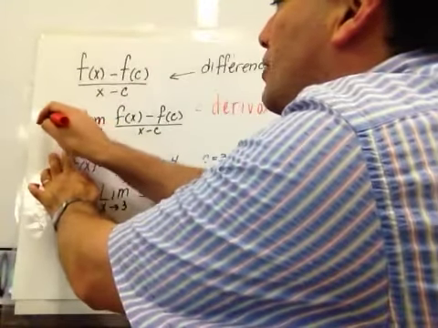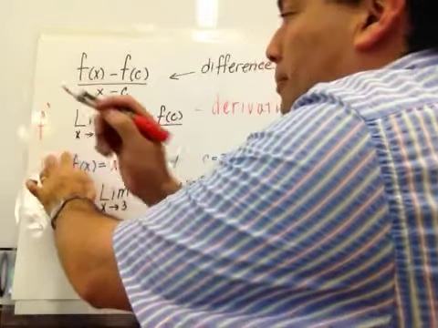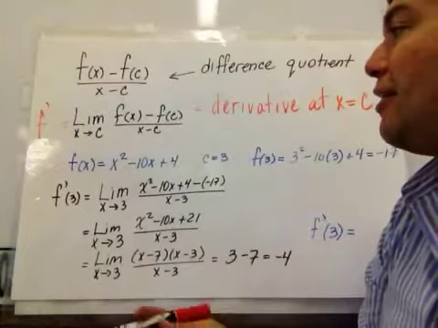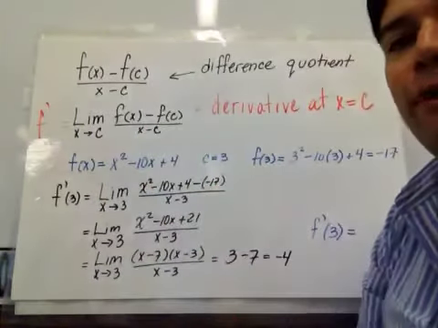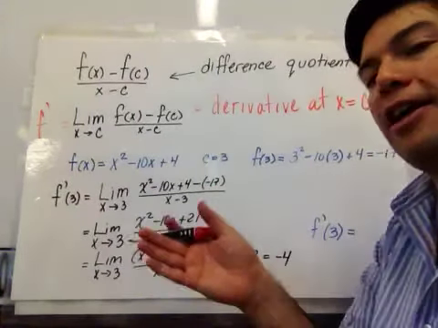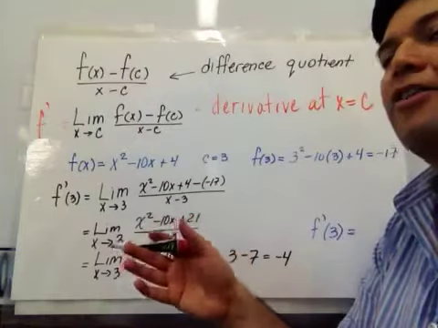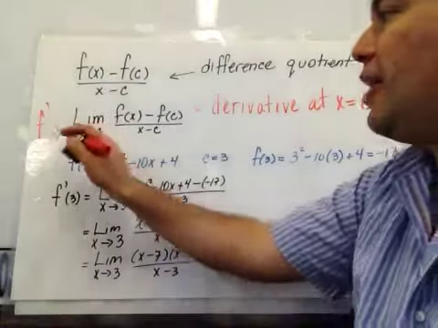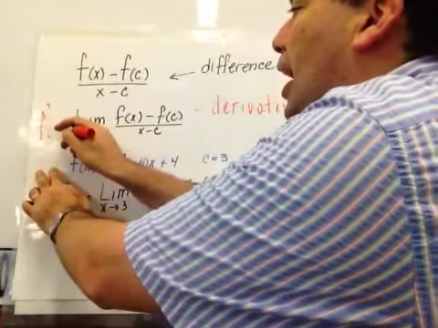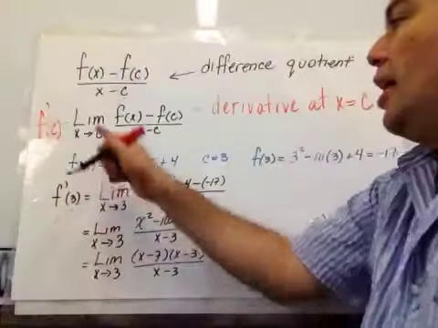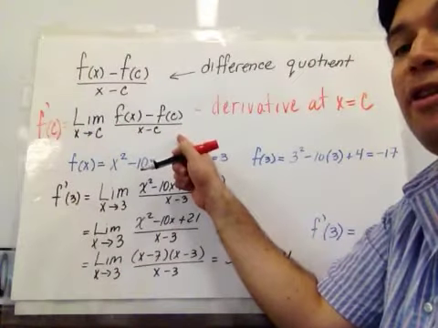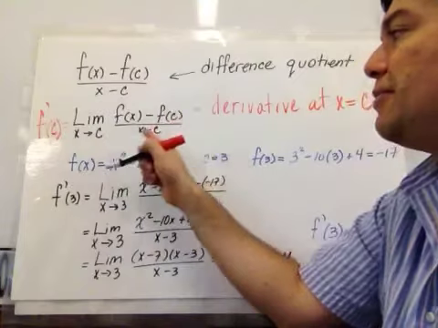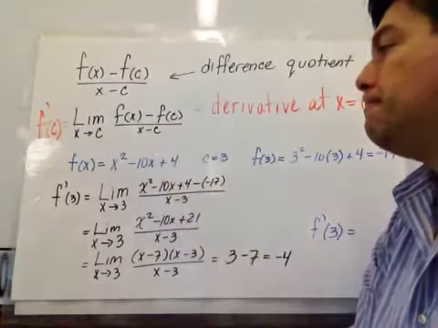The symbol is f prime. The fact that it uses prime indicates that it has some relationship to function f, but it's not exactly the same. It's derived from f, hence the name derivative. In this case, we have the derivative at c. And this is the definition of the derivative at c. It's the limit as x approaches c of f of x minus f of c over x minus c.